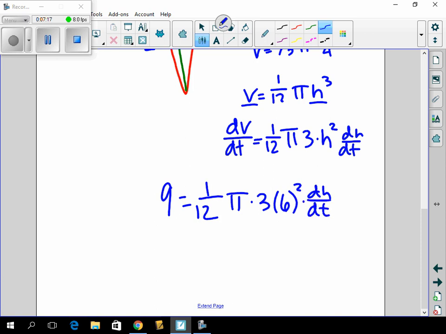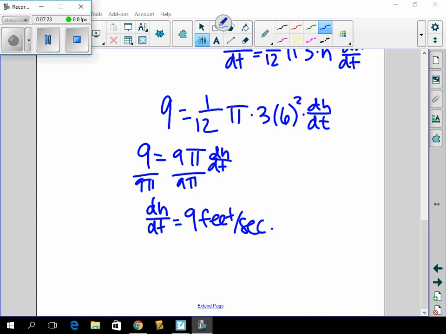And from here, all this really is just some basic algebra. So moving along, I end up with 9 equals 9 pi times dh dt. And then when I divide both sides by 9 pi, I end up with dh dt equals 9 feet per second. And it's important that we have these units because h is measured in feet and t is measured in seconds, so 9 feet per second.